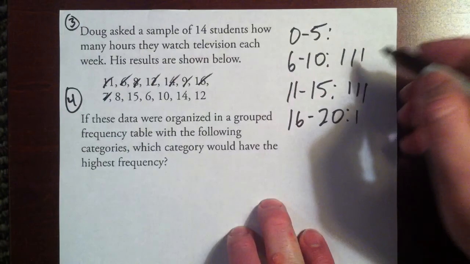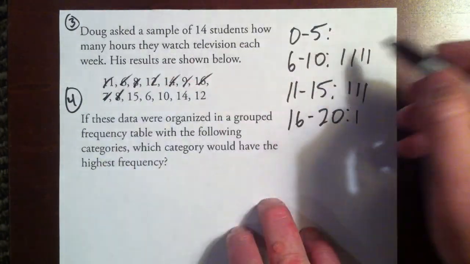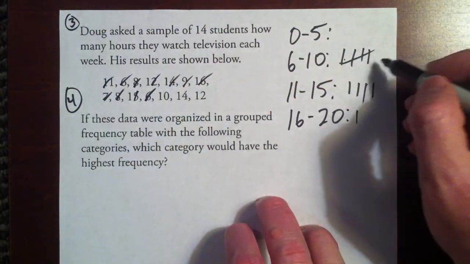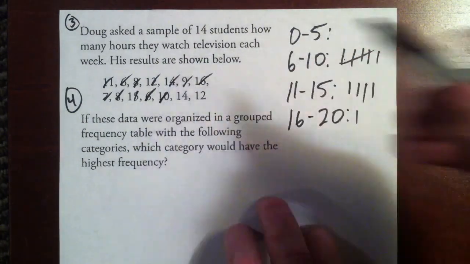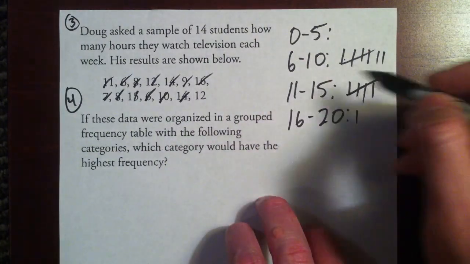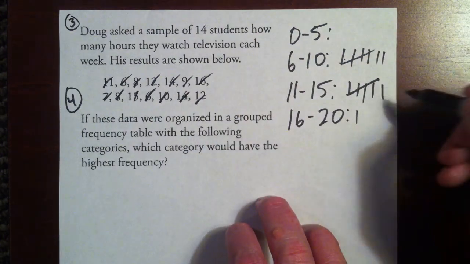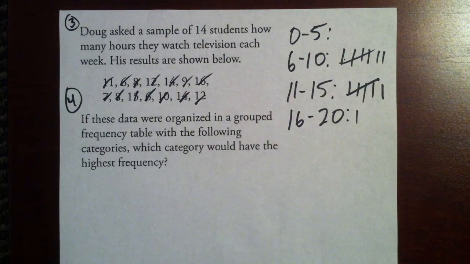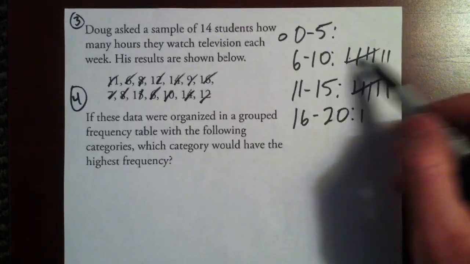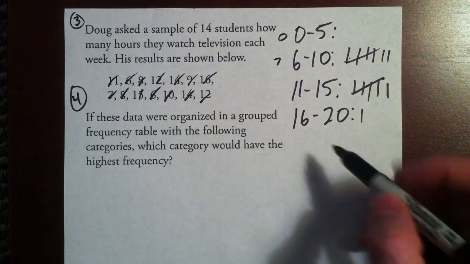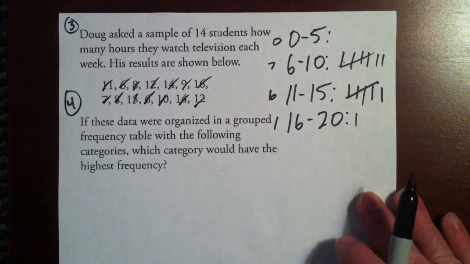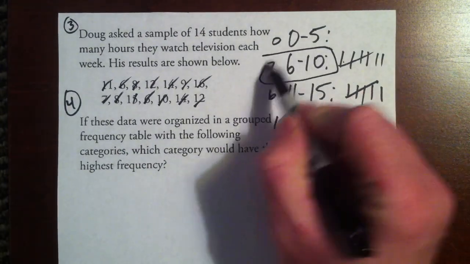7 will go here. 8 will go here. 15 will go here. 6 will go here. 10 will go here. 14 will go here. And 12 will go here. Well, as you can see, we have 0 here. We have 7 here. We have 6 here. And we have 1 here. And the question is asking us which category will have the most. That is 6 through 10.